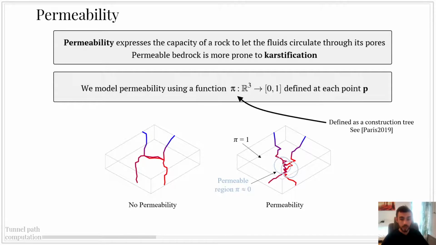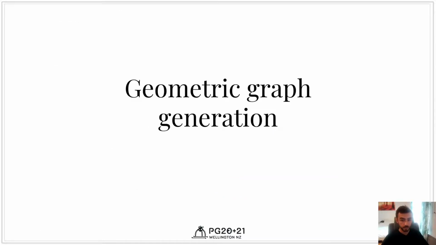On the right, the user placed two permeability spheres, which leads to tunnels passing through this highly permeable volume, as the cost is the lowest here. The next step of our pipeline is the computation of a geometric graph, the actual skeleton of the karstic network.